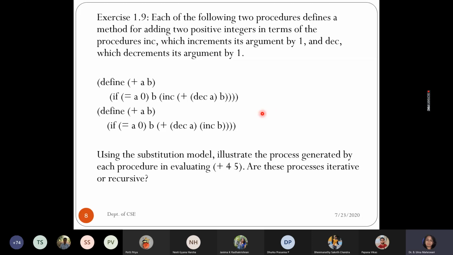You can take down the statements. The first statement is: if A equals 0, return B, otherwise you have to increment. In the increment, you have a decrement: decrement A and then add it to B.